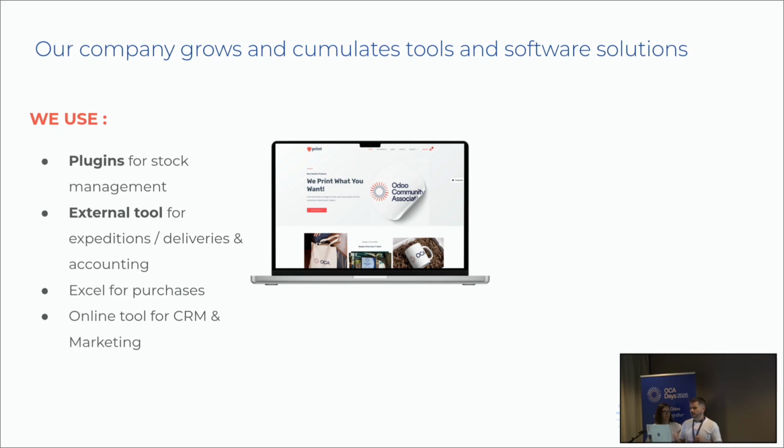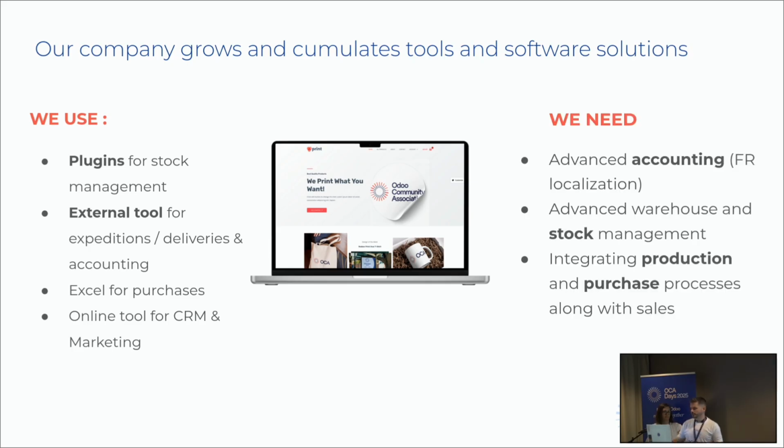So we have to change this architecture. We need an advanced accounting system to support the growth, especially built for our localization. We want to manage stocks in different warehouses because we have two warehouses now, so we have to find a solution to manage a product location in different warehouses and the move of the products between these locations. And we want to integrate the production of products to offer new products in our websites.